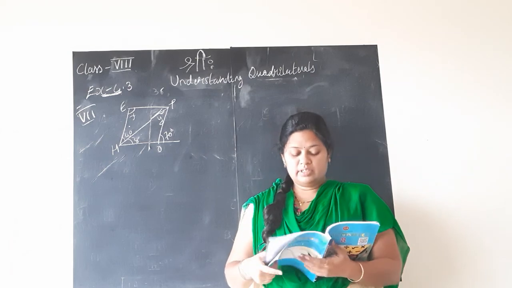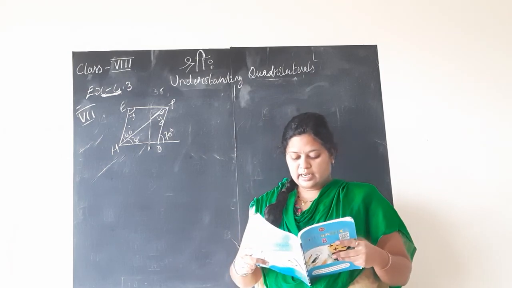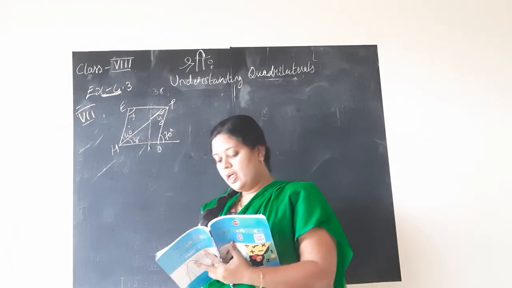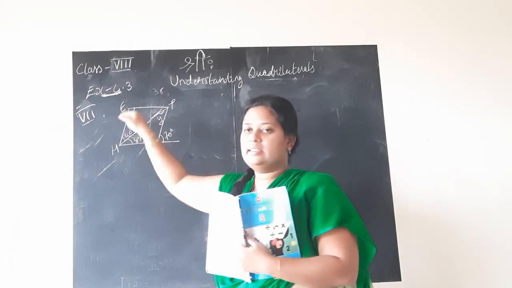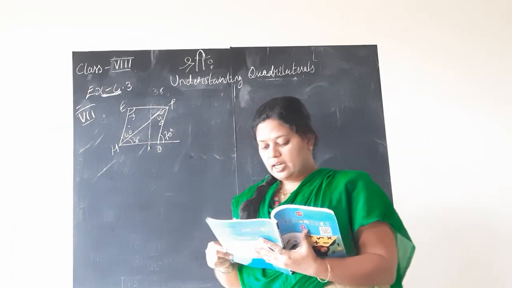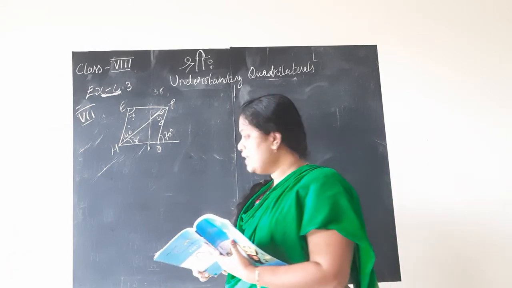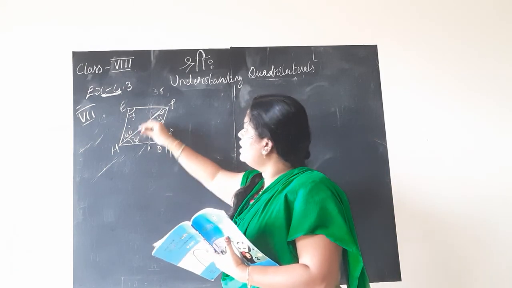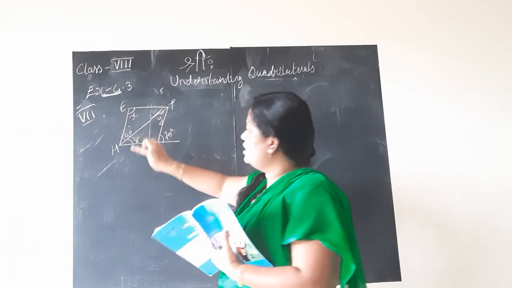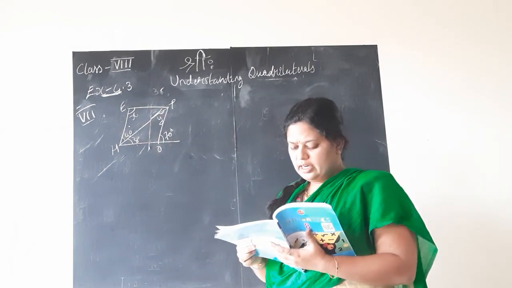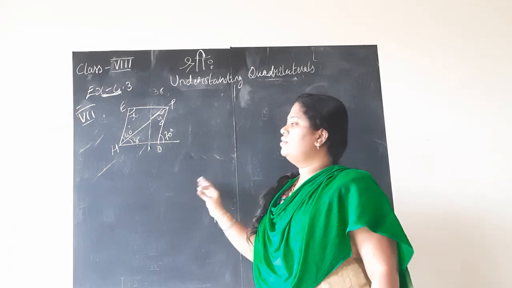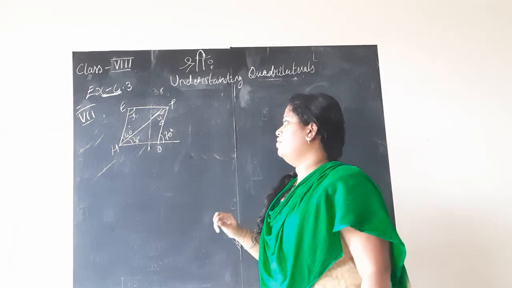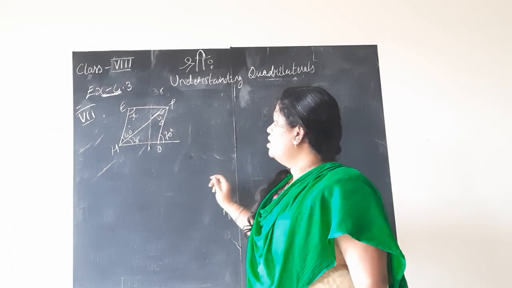Next children, seventh question is, in the adjacent figure, HOPE is a parallelogram. So HOPE is the parallelogram. Find the angle measures of X, Y and Z. So X, Y and Z, again same question. X, Y, Z we need to find out. State the properties you use to find them is the question. Also, which property we are using to find, we should tell them.